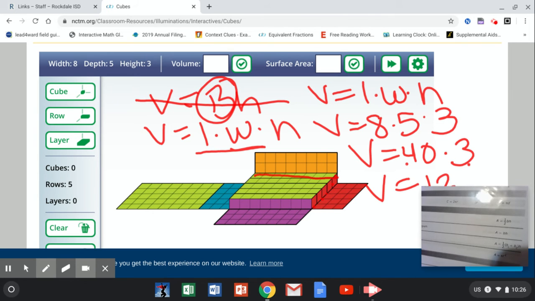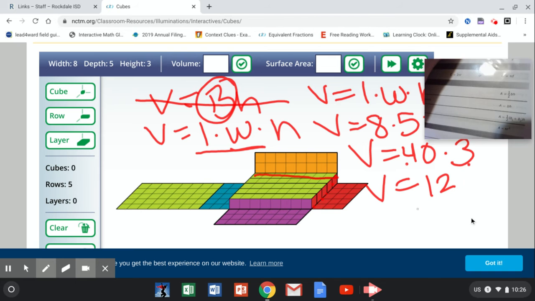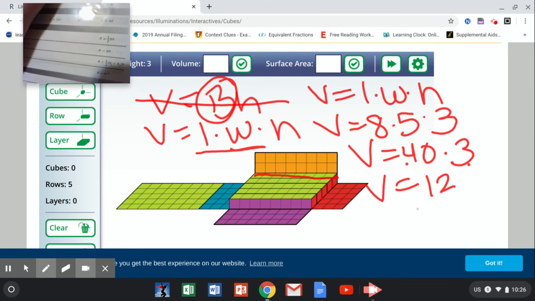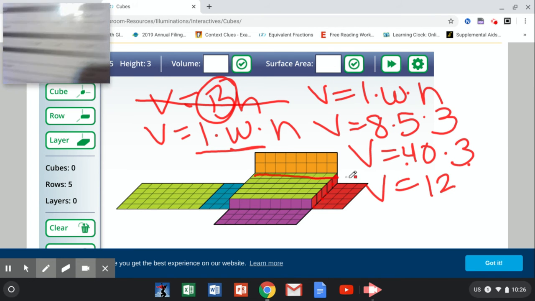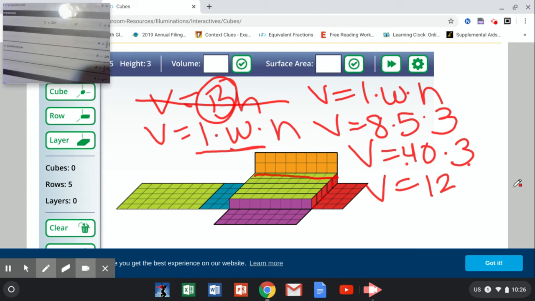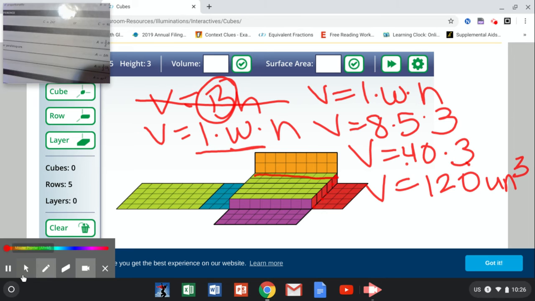And then volume equals 40 times 3. I don't know it offhand, but 4 times 3 is 12, and then I would add a 0, so it would be 120. So 3 times 0 would be 0, 3 times 4 would be 12, so 120, and then it's units cubed because it's volume.